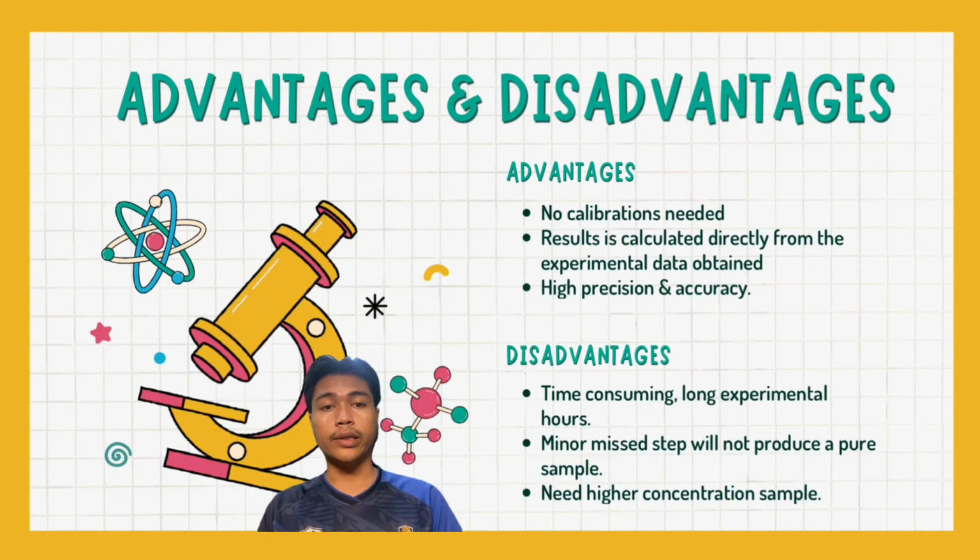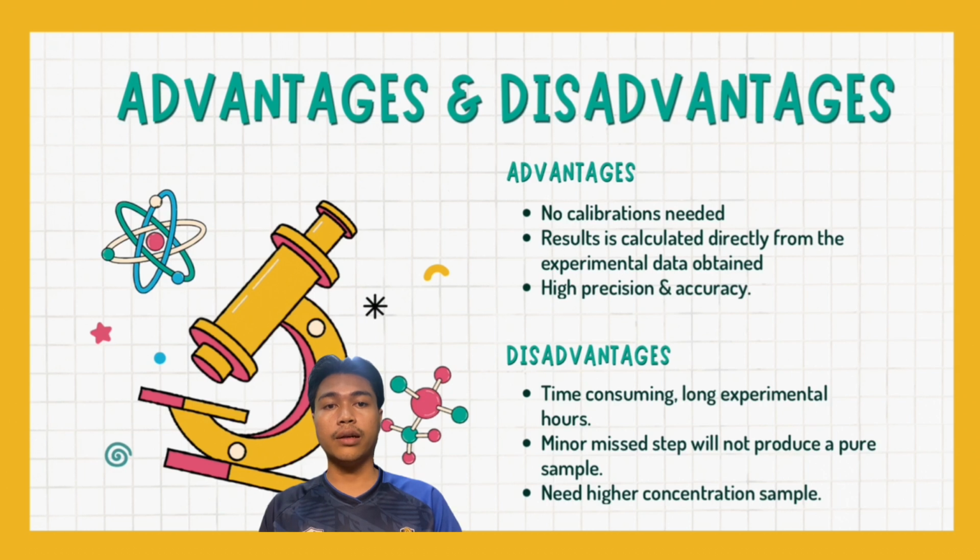Next, we talk about advantages and disadvantages of gravimetric analysis. So first, for advantages, no calibration needed. Second, the result is calculated directly from the experimental data obtained. And third, high precision and accuracy. This is because it requires only an accurate analytical balance.